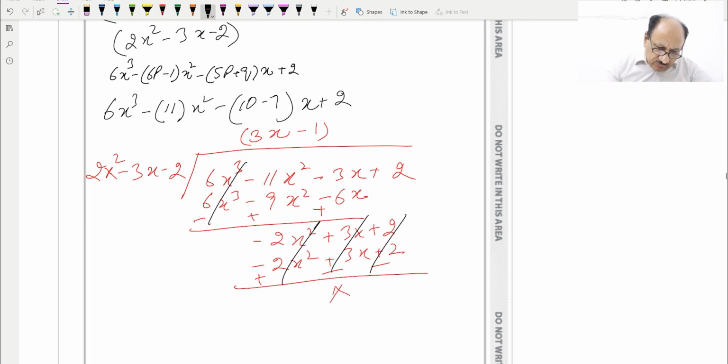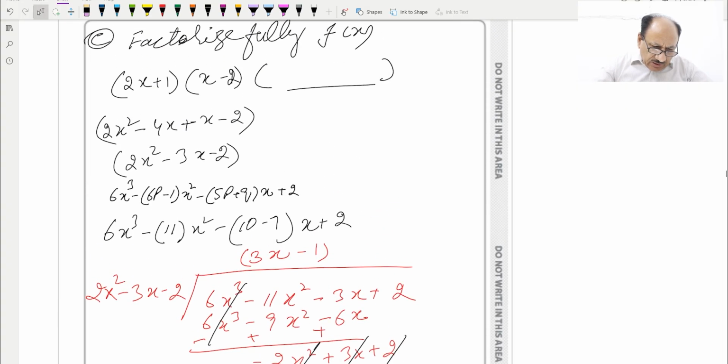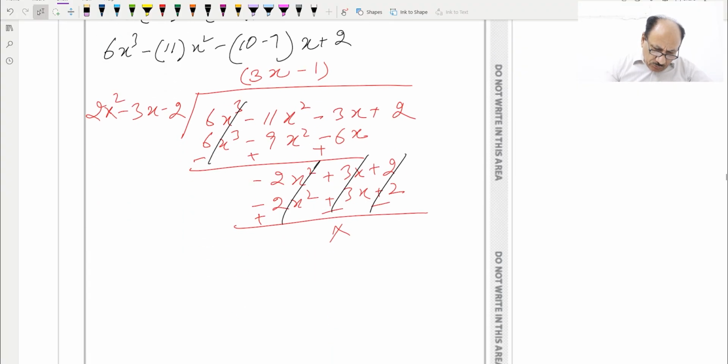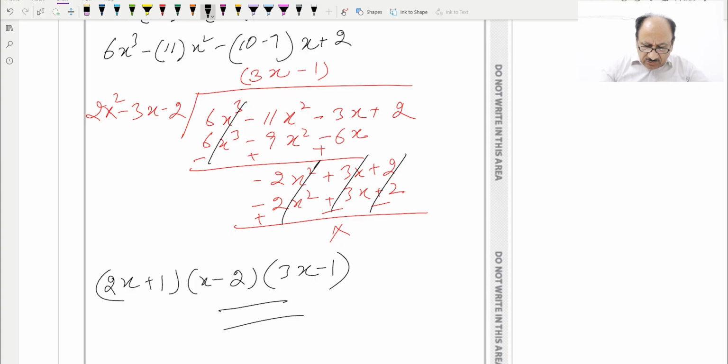Final answer: two factors are these, x plus 2, 2x plus 1 and x minus 2, and the third term will be 3x minus 1, and this is complete factorization which we have done, and this is a 7 marks question which we have done. Hopefully you understood this.